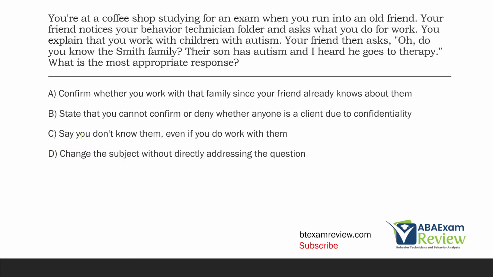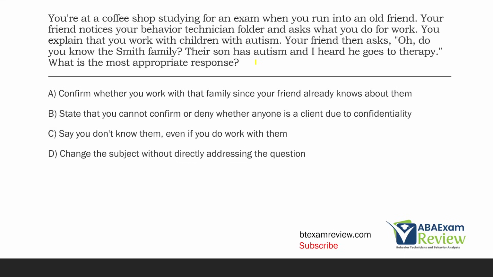You're at a coffee shop studying for an exam when you run into an old friend. Your friend notices your behavior technician folder and asks what you do for work. You explain that you work with children with autism. Your friend then asks, oh, do you know the Smith family? Their son has autism, and I heard he goes to therapy. What is the most appropriate response?